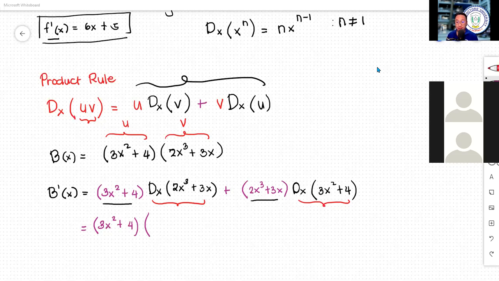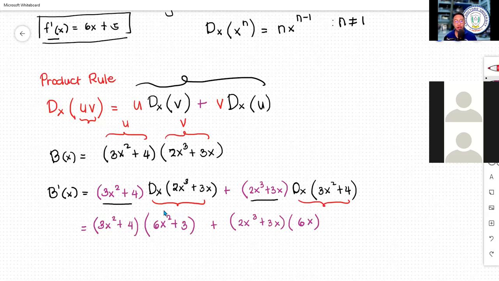6x squared plus 3. Perfect. To confirm your answer, Gian, yes, you are correct. Jarek and Quinn, very good. So 6x squared plus 3. And then, again, since this is still part of the final answer, you just have to copy it. 3x times the derivative of 3x squared plus 4, which is 6x, right? Okay, very good, Rixel.